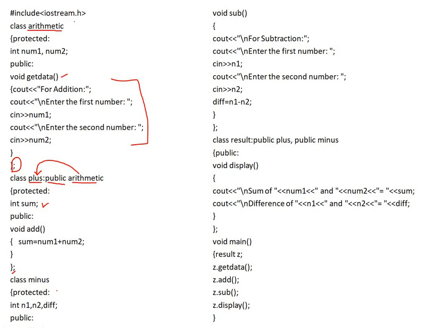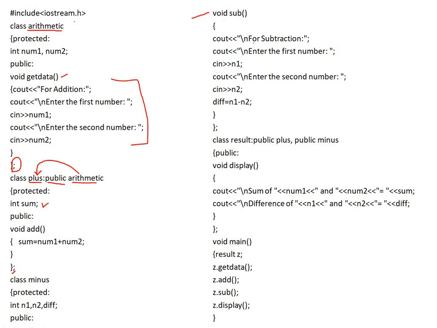They are integer type data members. They are n1, n2 and diff. Under the public section we have written only one member function, return type is void, and the member function name is sub. Within the sub member function we have written a certain number of statements.